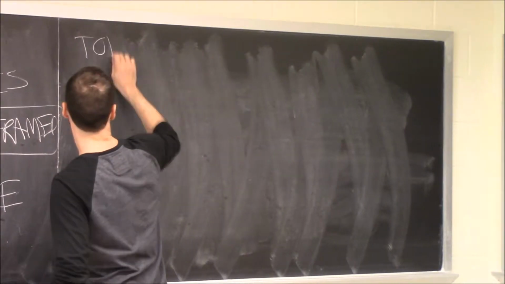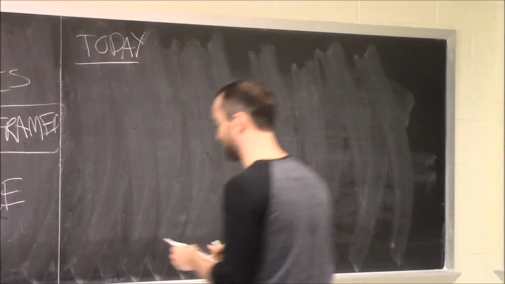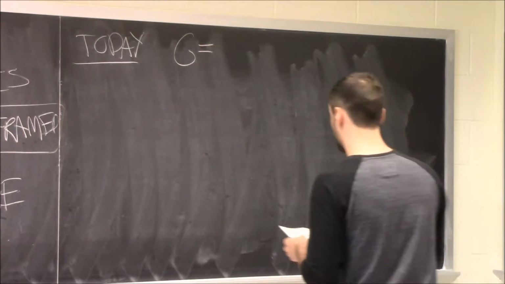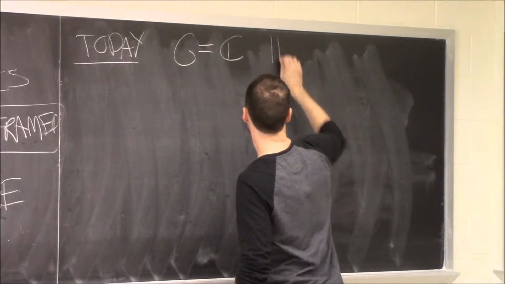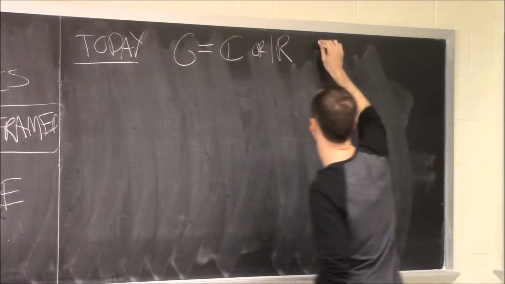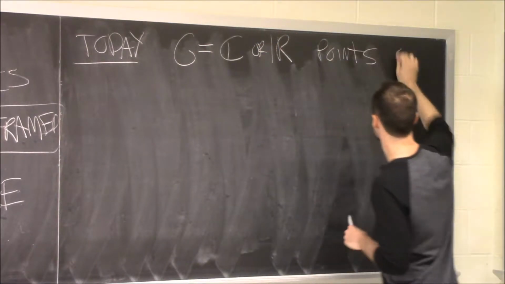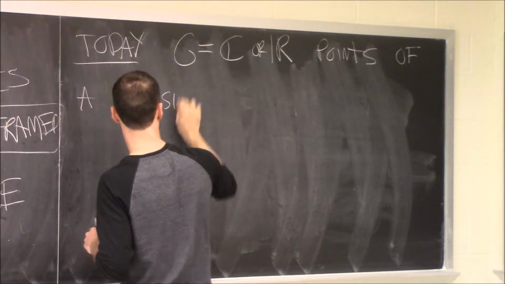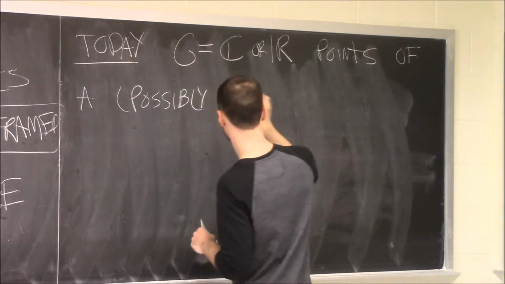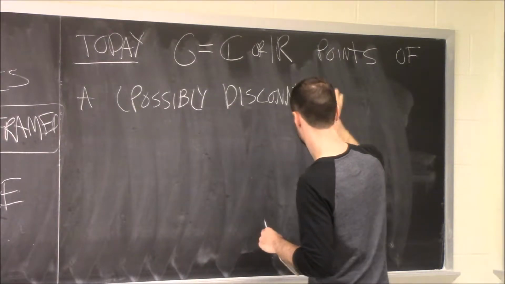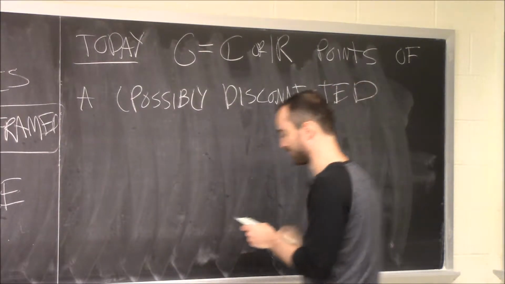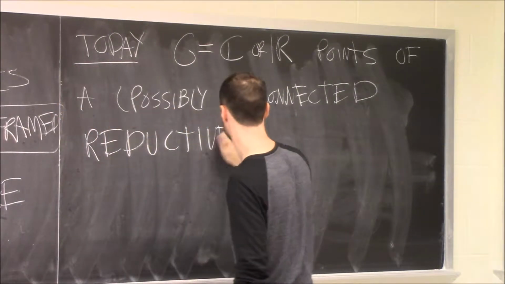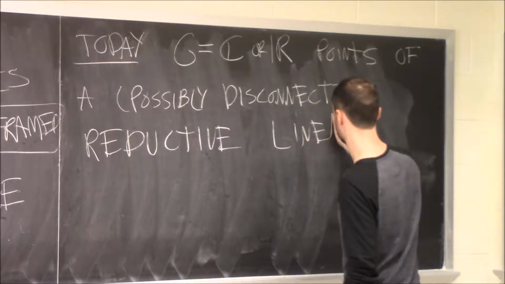Okay, so to get into what I want to talk about more precisely today, as I mentioned before, G can be something like SL_n(C), but to be completely precise, for me, G is the complex or the real points of a possibly disconnected reductive linear algebraic group. I'll say a word about that in a second.